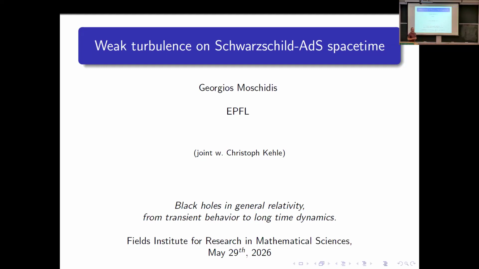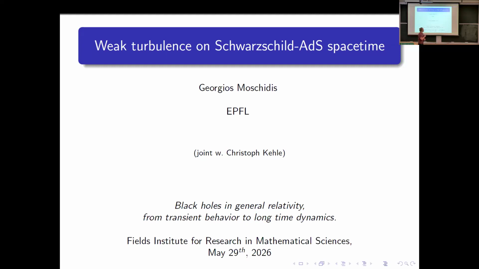So as the title suggests, I will be working on the setup of Olivier, so on Schwarzschild-AdS background, but moving in a slightly orthogonal direction. So I want to study the effects of nonlinearities in the dynamics, but not for the Einstein equations, because this is a very complicated system, as Olivier showed, but rather, let's say, a scalar nonlinear equation that is sort of a toy model for, hopefully, the vacuum equations.